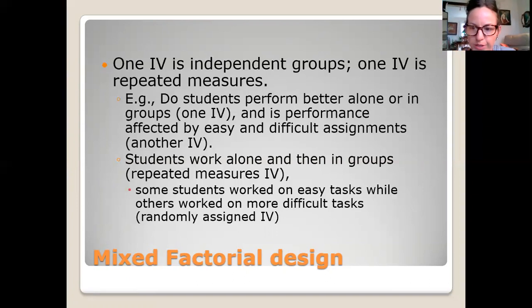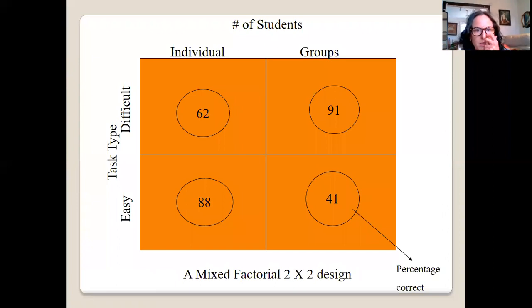Then what we're going to have is a between measures effect, where some students are going to work on easy tasks while other students work on more difficult tasks. And those are different groups there, so that's randomly assigned. Let's take a look at this.